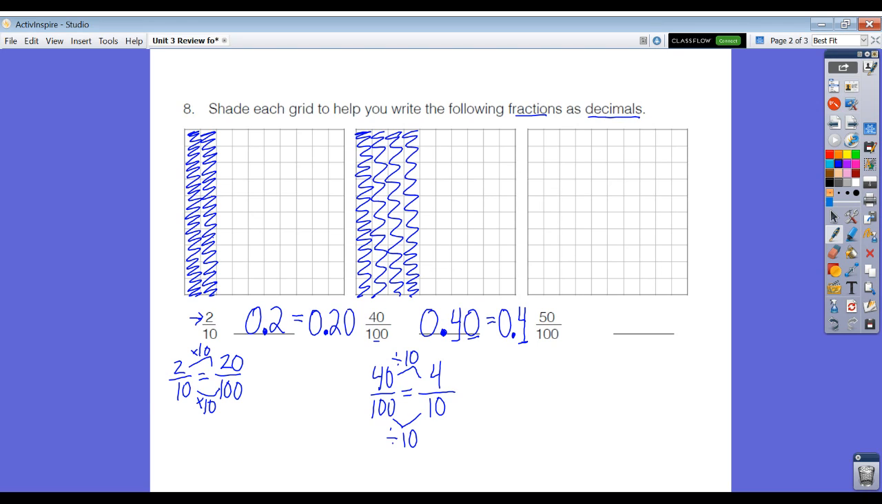And then the last one, 50 hundredths. So I might be saying 50 hundredths. I know that is equal to how many tenths? Good, 5/10, because we divided by 10. Or you might even have thought of a simpler fraction, 1/2.